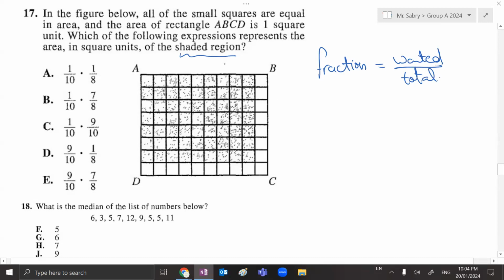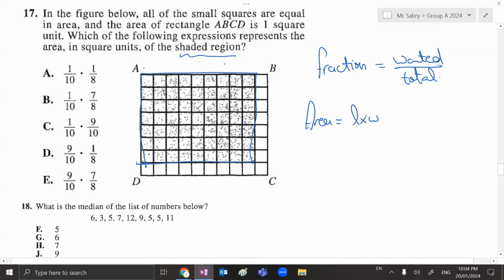When you look at the shaded part, first of all, this is a rectangle, it seems. And when you look at the choices, you'll find that there are 2 fractions multiplied, which seems very similar to the idea of an area, where the area equals length times width. So I'm thinking I need to get the length of the shaded region and the width of the shaded region and multiply them. How to do so?